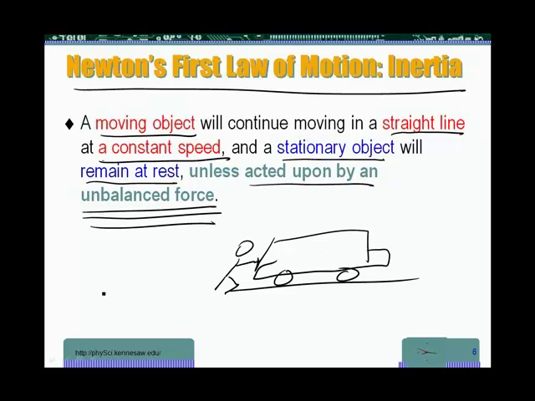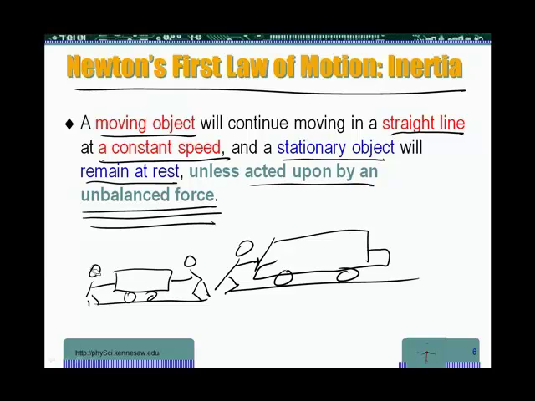Another example, a small cart on wheels, and we have two people pushing, one this way and one this way. Now, if the forces applied by these two people are equal, they are going to balance each other, and the object is going to remain at rest. The same is applicable to moving objects that are moving in a straight line at a constant speed.